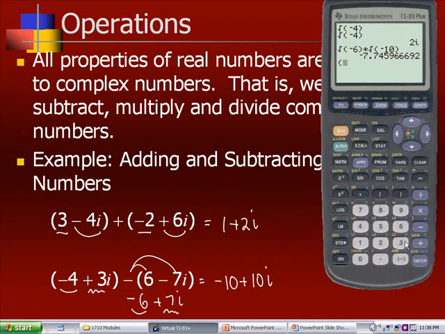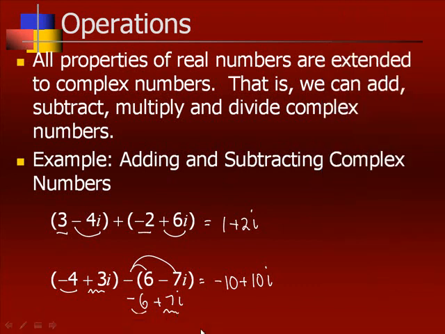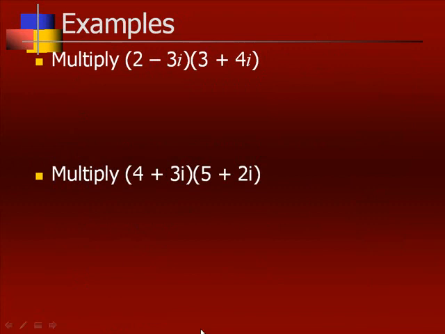And what you can do is go through and do 3 minus 4i plus -2 plus 6i, which would give us 1 plus 2i, but I still feel like for these type of problems, you're probably better off just doing pencil and paper.